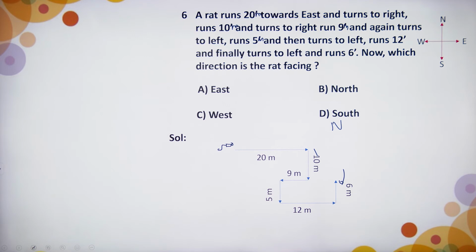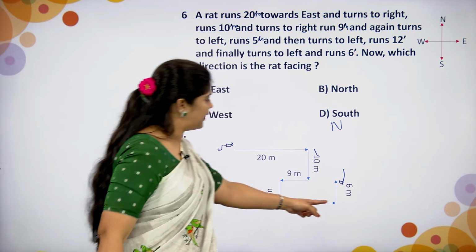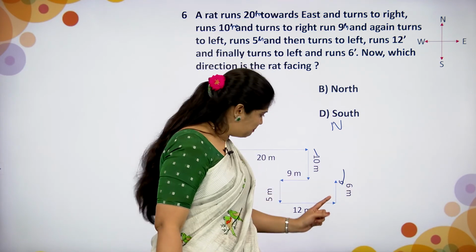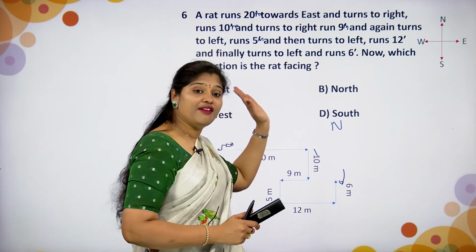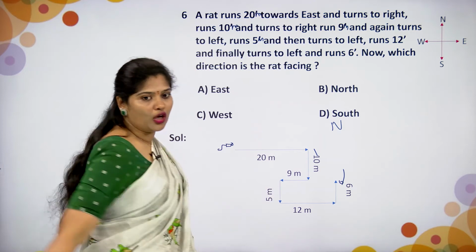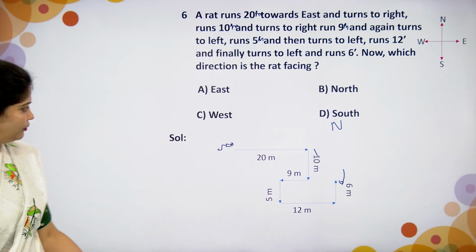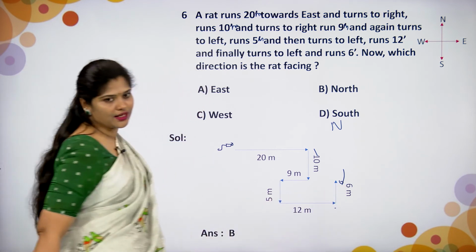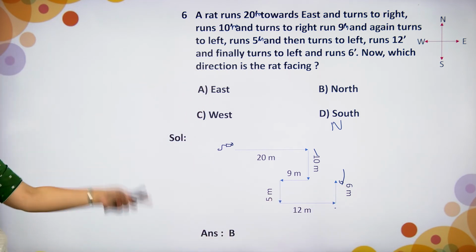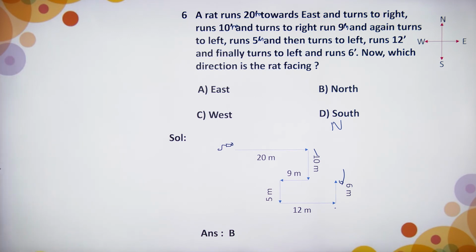So now the rat is facing north direction because it has travelled from here to here. The rat is in east direction, but here the rat travels again 6 meters left, so the direction is north. So option B is the correct answer. After 12 meters, the rat is in east direction, but again the rat travels in left direction 6 meters, so it is in north direction.